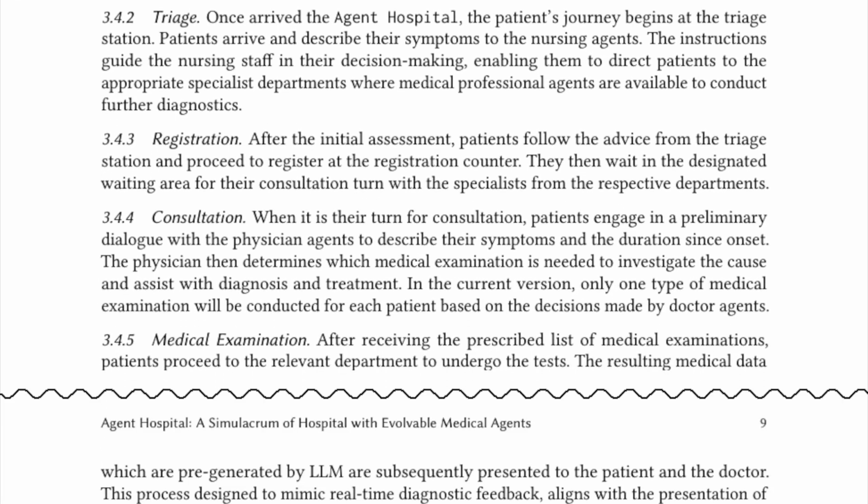3.4.2. Triage. Once arrived at the agent hospital, the patient's journey begins at the triage station. Patients arrive and describe their symptoms to the nursing agents. The instructions guide the nursing staff in their decision-making, enabling them to direct patients to the appropriate specialist departments where medical professional agents are available to conduct further diagnostics. 3.4.3. Registration. After the initial assessment, patients follow the advice from the triage station and proceed to register at the registration counter. They then wait in the designated waiting area for their consultation turn with the specialists from the respective departments.